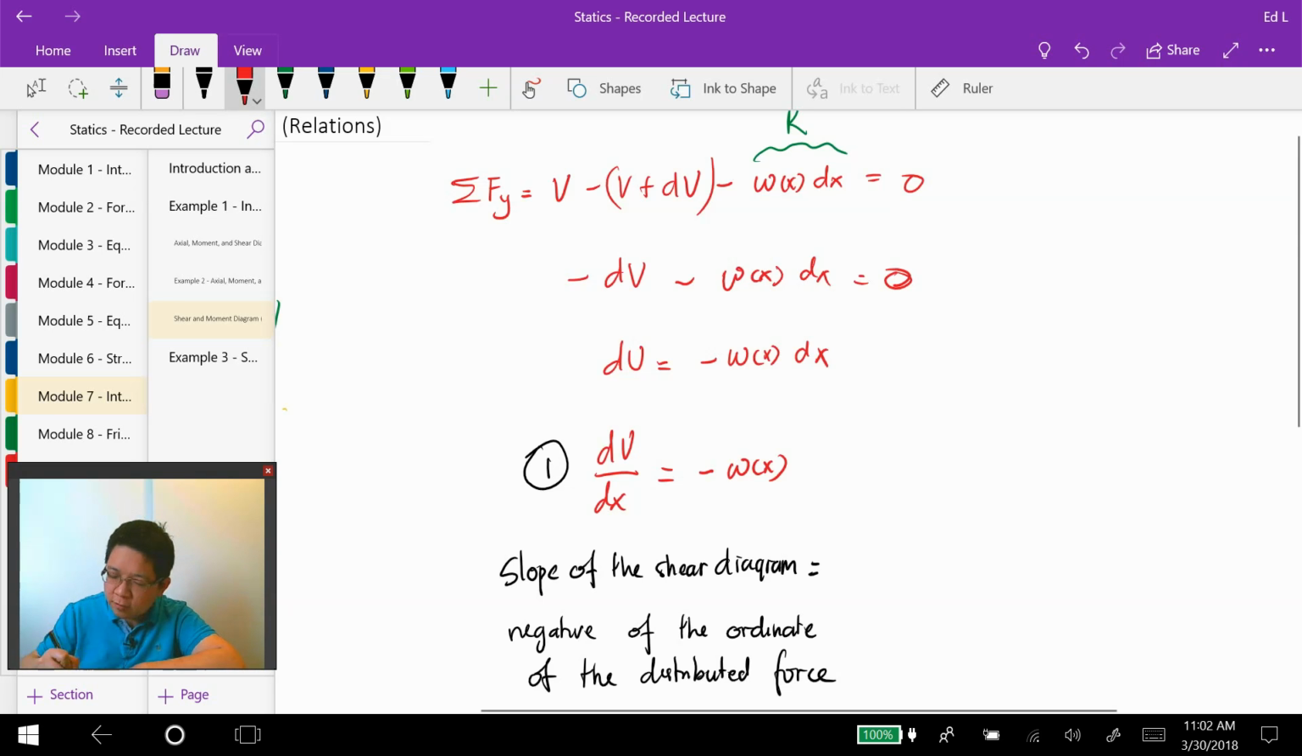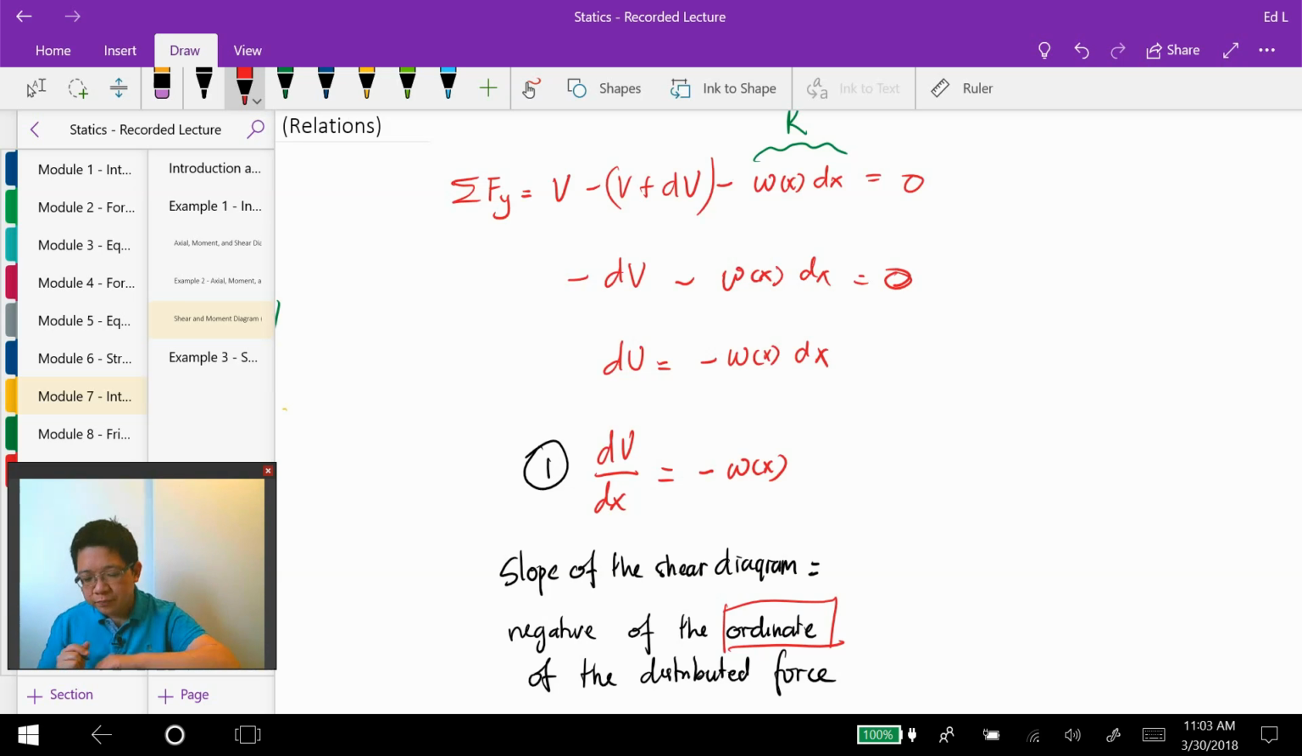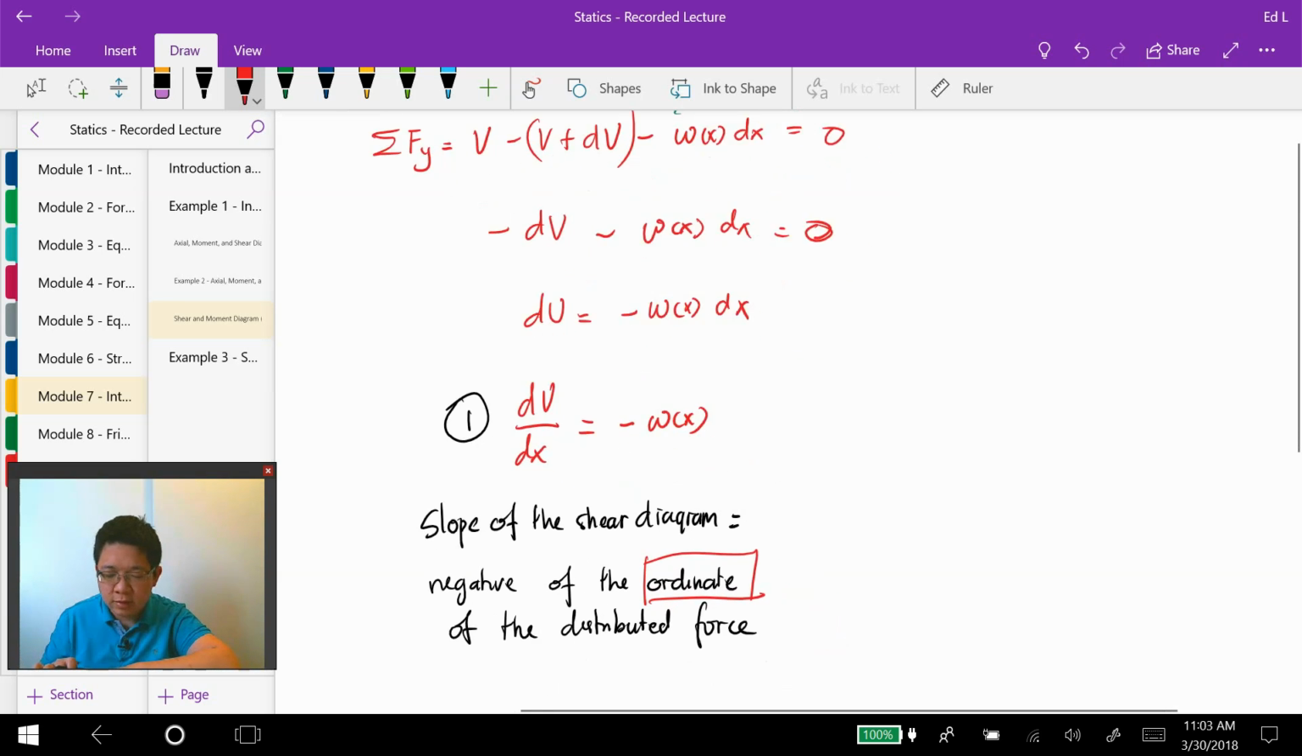Some of you may ask, what is ordinate? If you remember what you have learned in calculus, when you plot diagrams, you have x and y. Another term for x and y is abscissa and ordinate, so the ordinate is basically the y axis. I think it will be clearer once we discuss some example problems later.